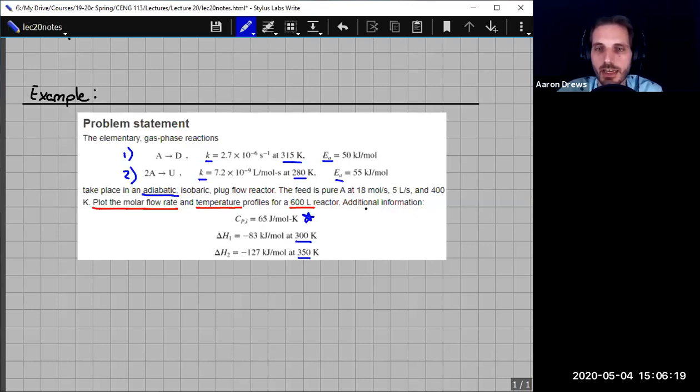And then the feed, again, not anything particularly bizarre. We've got a little bit of, oh, actually a lot of A coming in at 5 liters per second, and it's coming in at 400 K. There's nothing else coming in, so it's pure A.